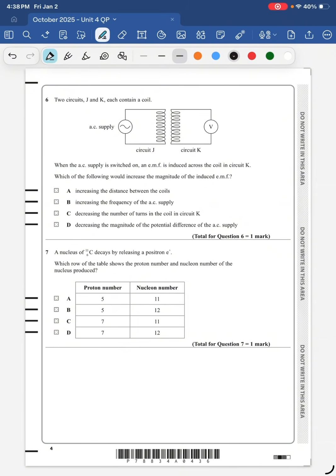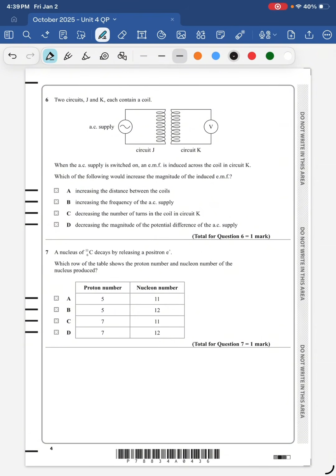When the AC supply is switched on, an EMF is induced across the coil in circuit K. Which of the following would increase the magnitude of the induced EMF? Okay, increasing the distance between the coils will reduce the induced EMF because we will have fewer magnetic field lines passing through K, so that's not correct.